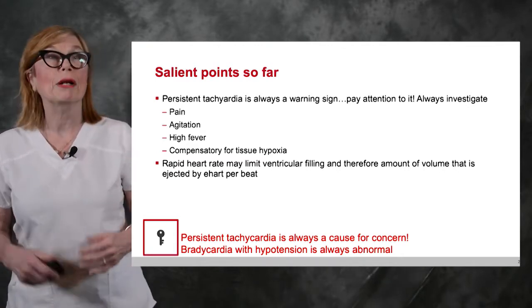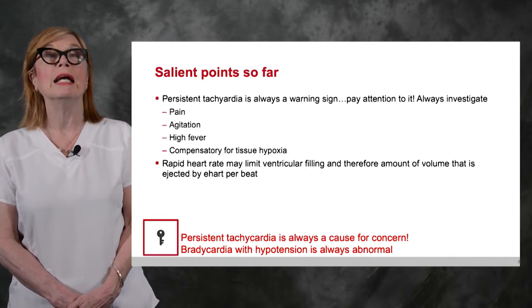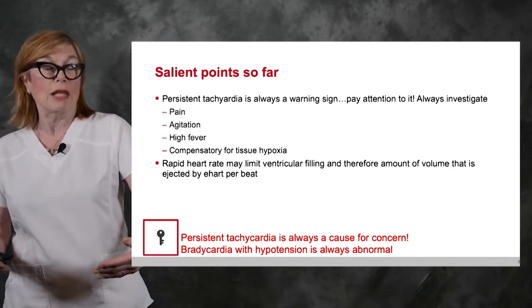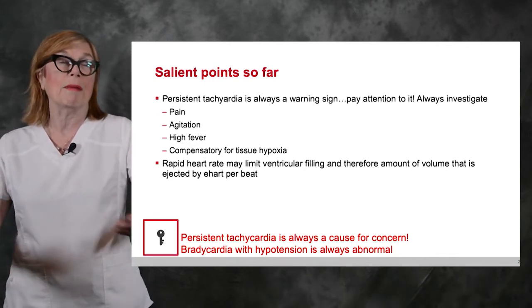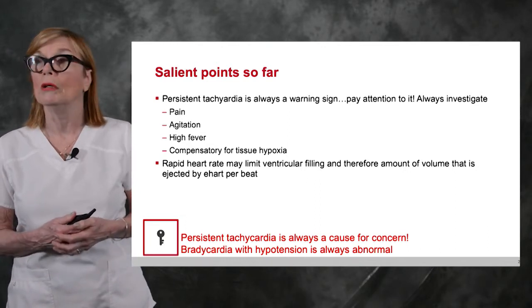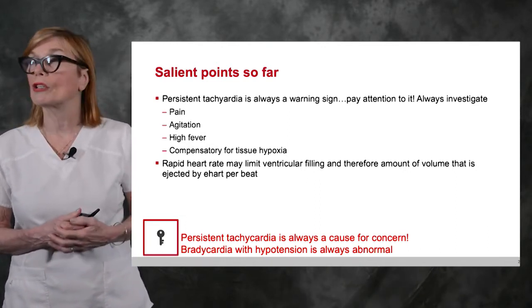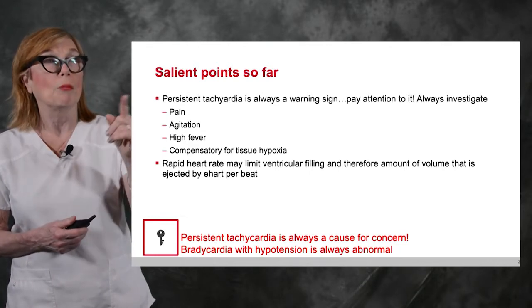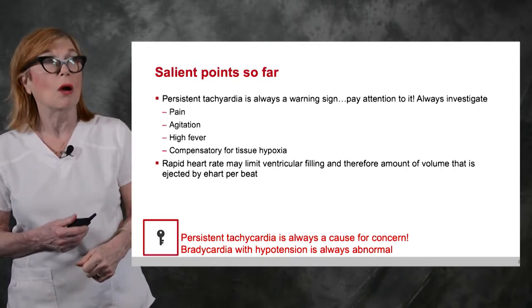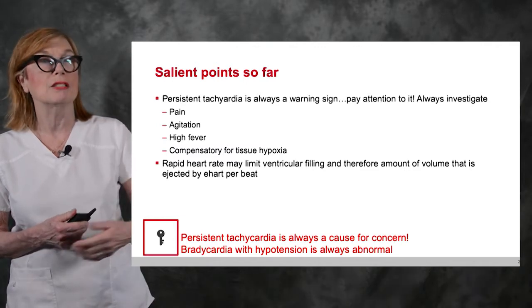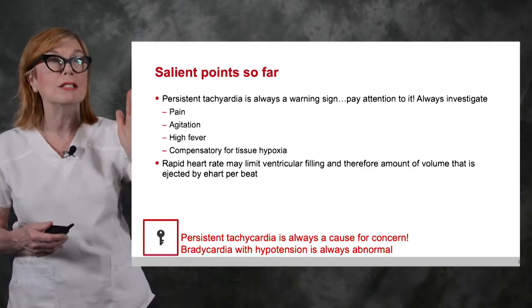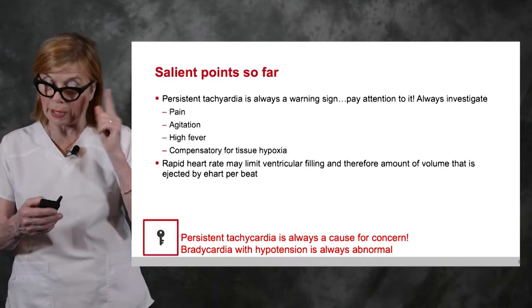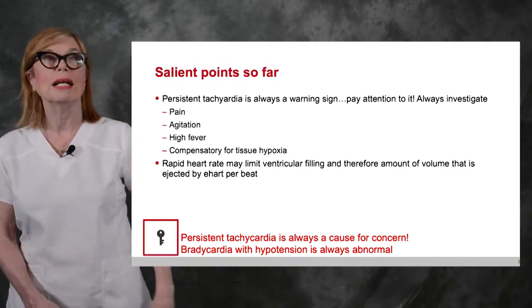Remember that a rapid heart rate may limit ventricular filling, and therefore the amount of volume that fills the ventricle, and therefore the amount of volume that is ejected from the ventricle. Persistent tachycardia is always a cause for concern. Bradycardia with hypotension, and by the way, bradycardia with incidence of tissue hypoxia, which is metabolic acidosis, is always abnormal. So pay attention to that when you're evaluating your patients.